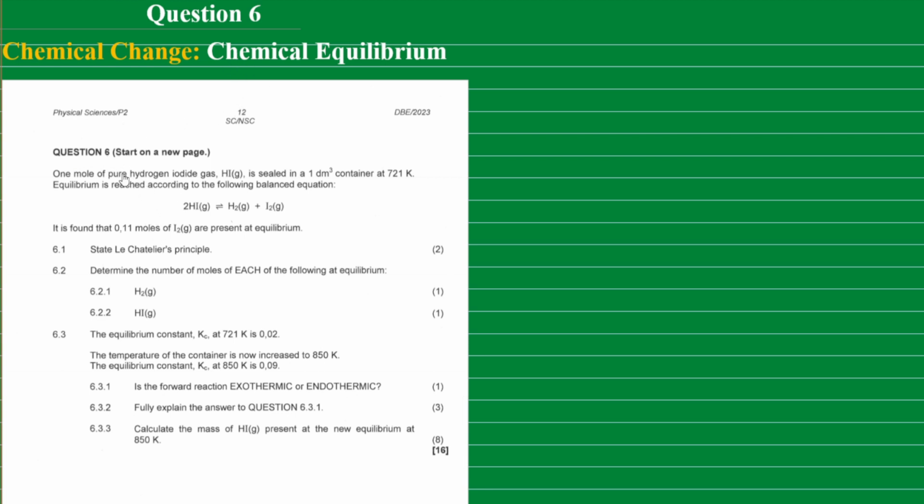The question reads as follows: 1 mole of pure hydrogen iodide gas, HI, that is the chemical formula for hydrogen iodide, is sealed in a 1 cubic decimeter container at 721 Kelvin, that is the temperature. Equilibrium is reached according to the following balanced equation. So we are given the balanced equation here: 2HI is equal to hydrogen plus iodine. It is found that 0.11 moles of iodine are present at equilibrium. So this is the number of moles of iodine present at equilibrium.